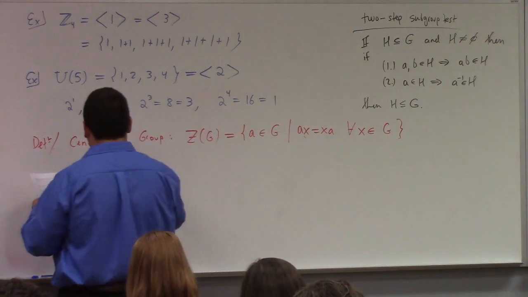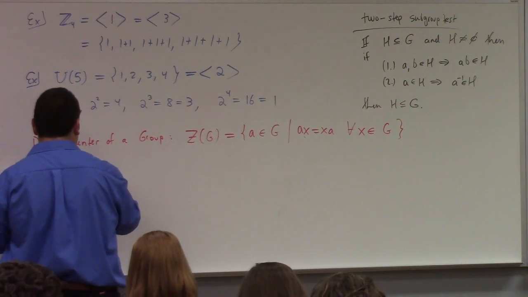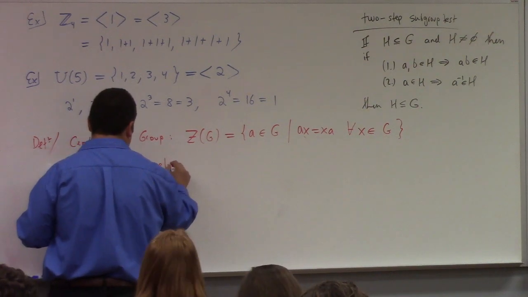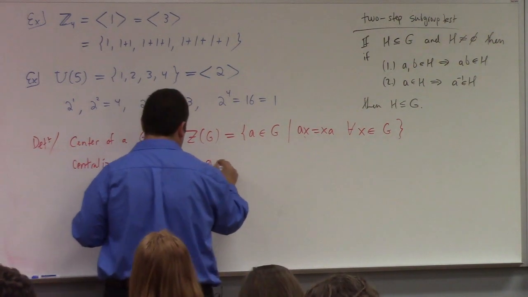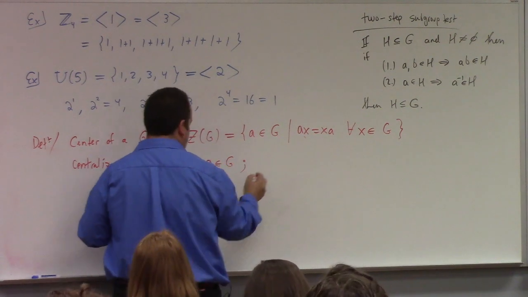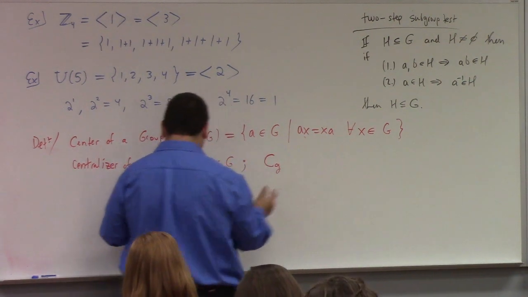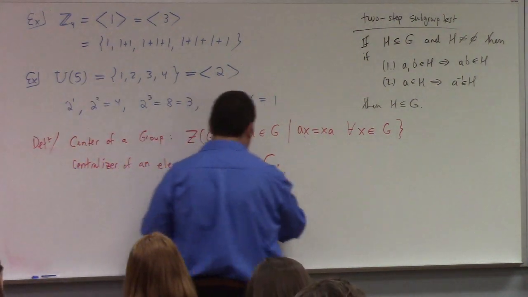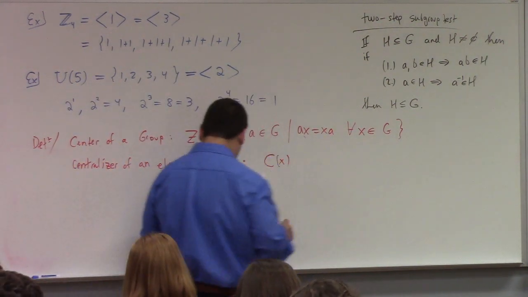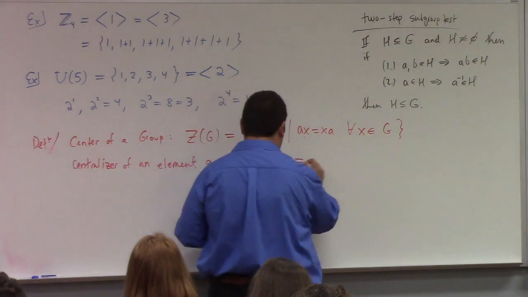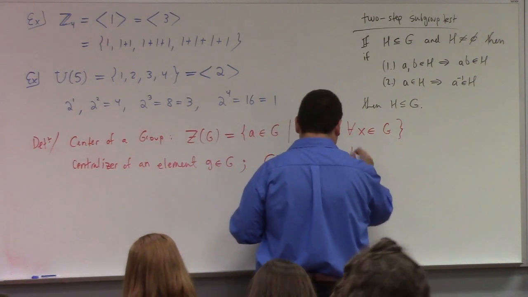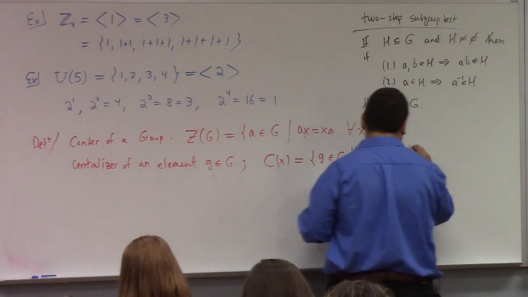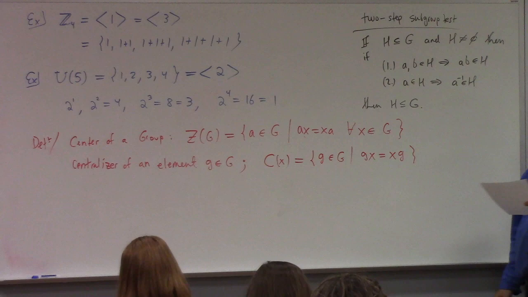You can also talk about the centralizer of an element, G in G. And that is, we denote by C sub G, the centralizer of an element. Oh, I'm sorry, I've used C of X in my notes. Let me stick with that. C of X, centralizer of X. That is going to be G in the group such that they commute with X. All right.